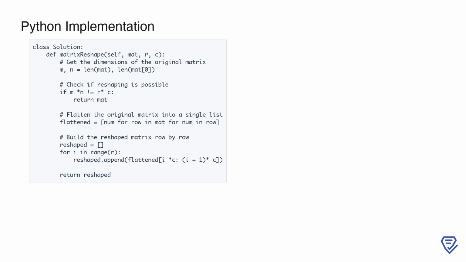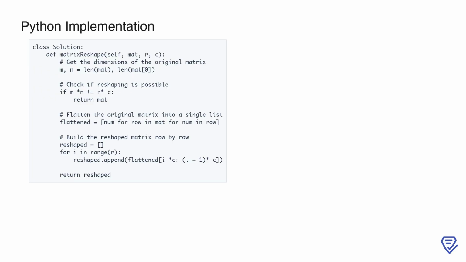This Python implementation solves LeetCode problem 566, Reshape the Matrix. The goal is to reshape a given 2D matrix into a new matrix with specified dimensions, if possible. The function begins by extracting the dimensions of the original matrix, m rows and n columns. Using these values, it calculates the total number of elements in the matrix. Reshaping is only feasible if the total number of elements matches the product of the desired dimensions R rows and C columns. If the dimensions don't align, the function simply returns the original matrix.